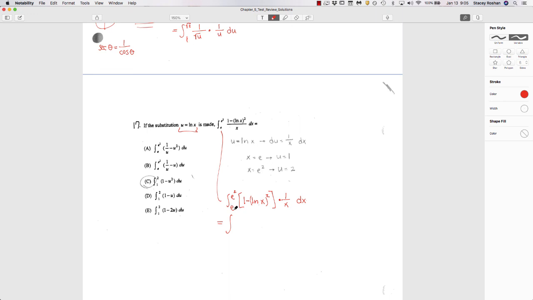So if my x bound is e, then ln e is 1. If my x is e squared, then ln e squared is 2. Then I have 1 minus u squared times what? Well, if my u was ln x, then my du is 1 over x dx. And this is pretty simple, because I'm just going to sub in the du. And that's it. That last one was a piece of cake.